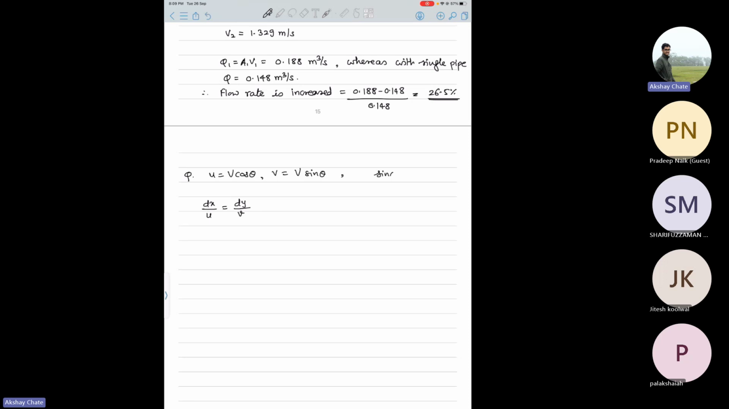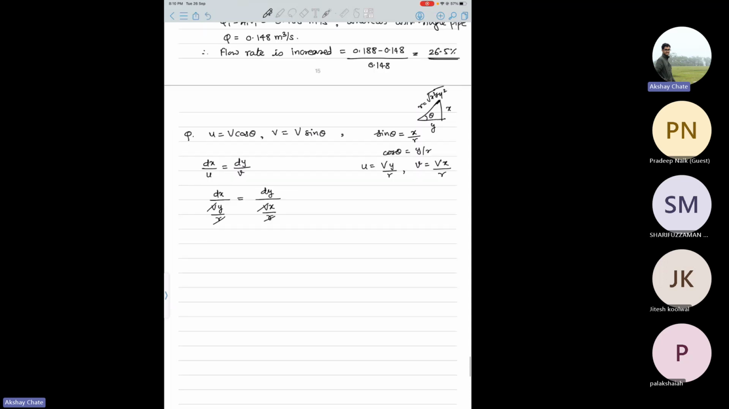So you can define one triangle, and you can define theta here. This will be your x, y, and this will be your radius, which will be constant, x square plus y square, because this is a typical circle equation only. So sin theta will be x by r, cos theta will be y by r. So u equals V y by r, v equals V x by r. Now it will be dx by V y by r equals dy by V x by r. R gets cancelled, anyway it is a constant. V is also constant. So now it becomes x dx equals y dy.